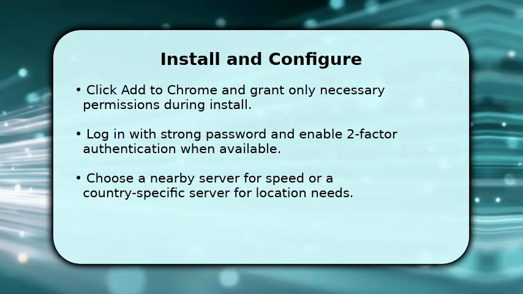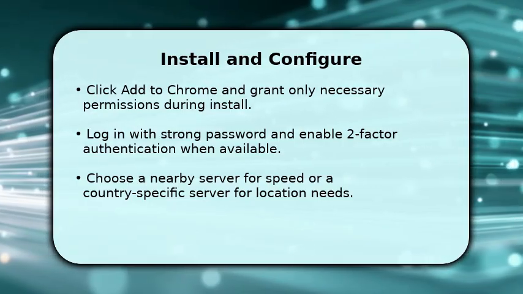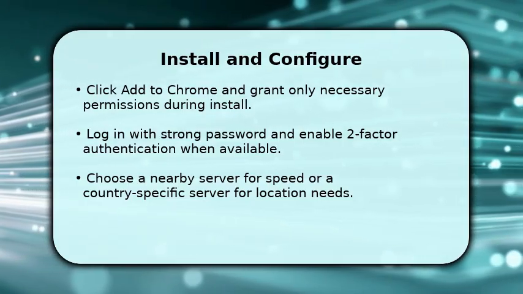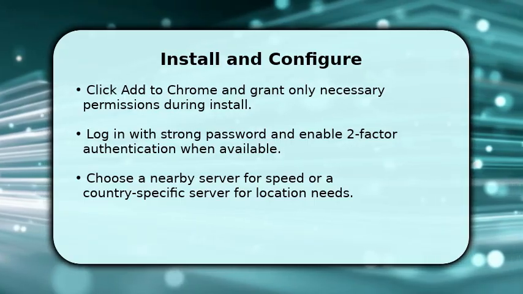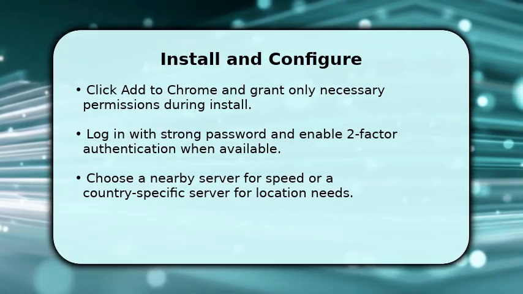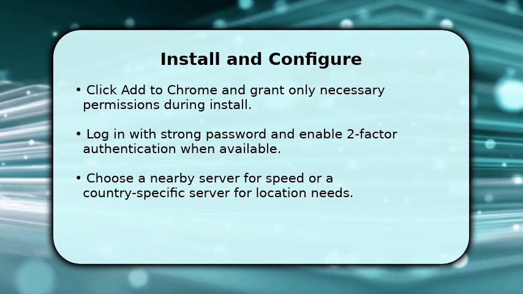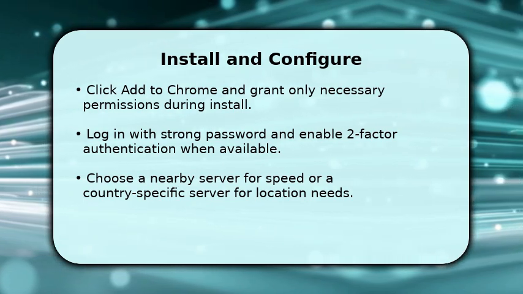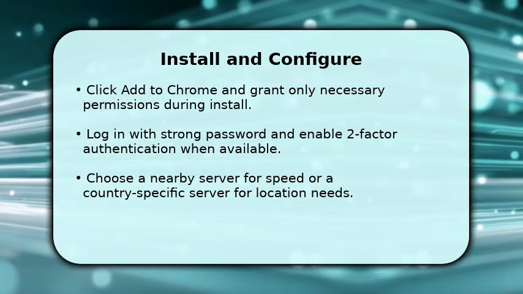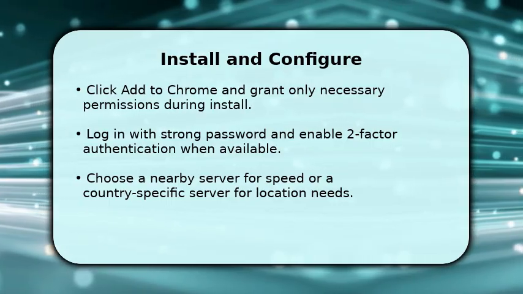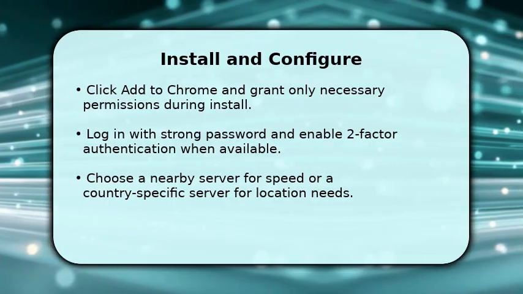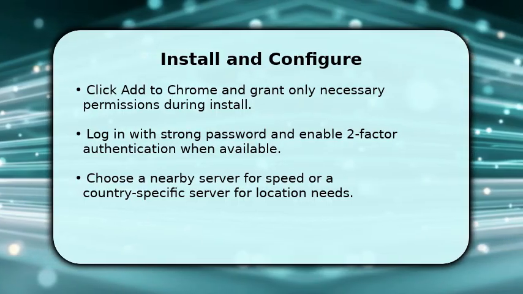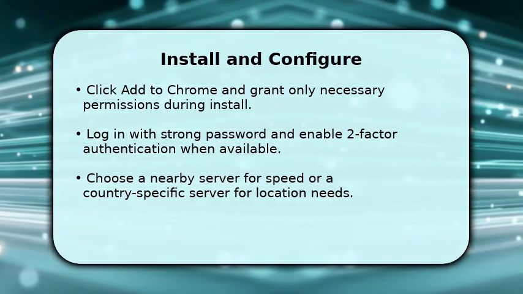After installation, open the extension and log in with a strong password. Enable two-factor authentication when the option exists for better account security. In Settings, choose a nearby server to prioritize speed or pick a specific country server for location access. Adjust protocol options if available and prefer modern protocols like WireGuard or OpenVPN.